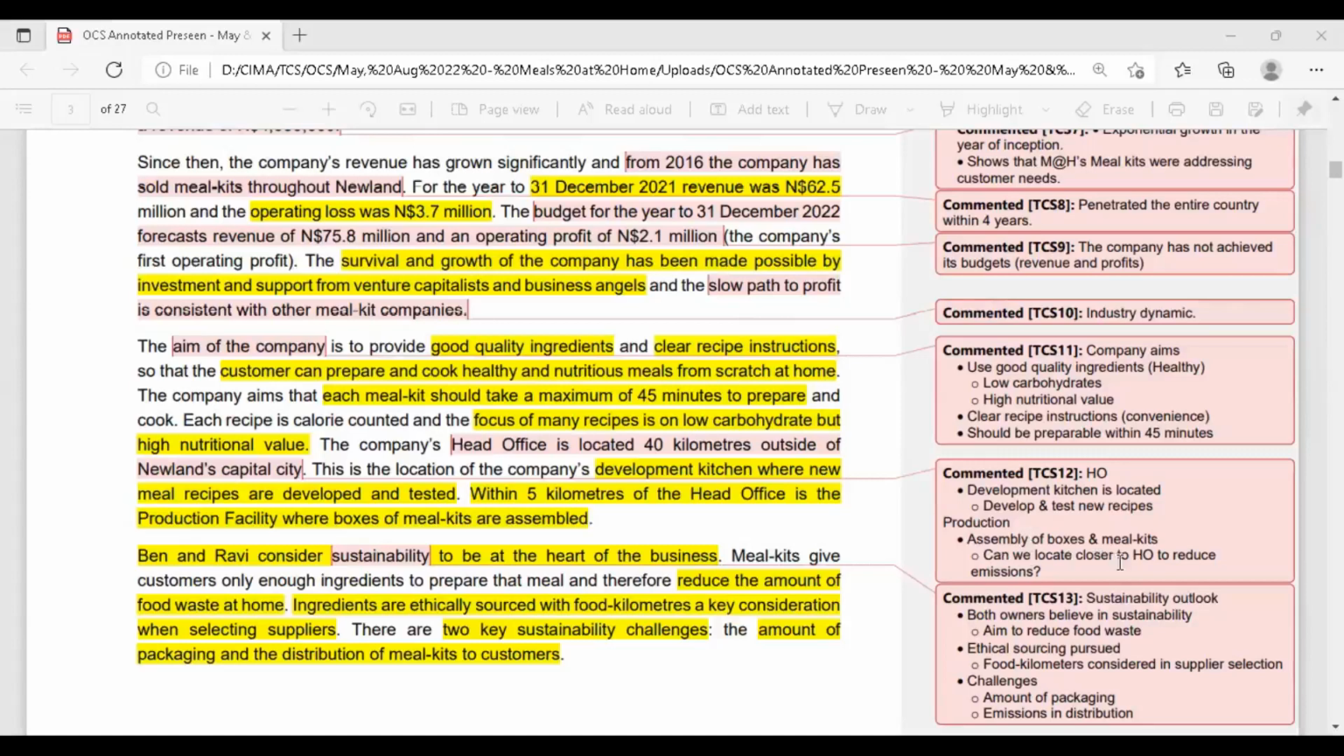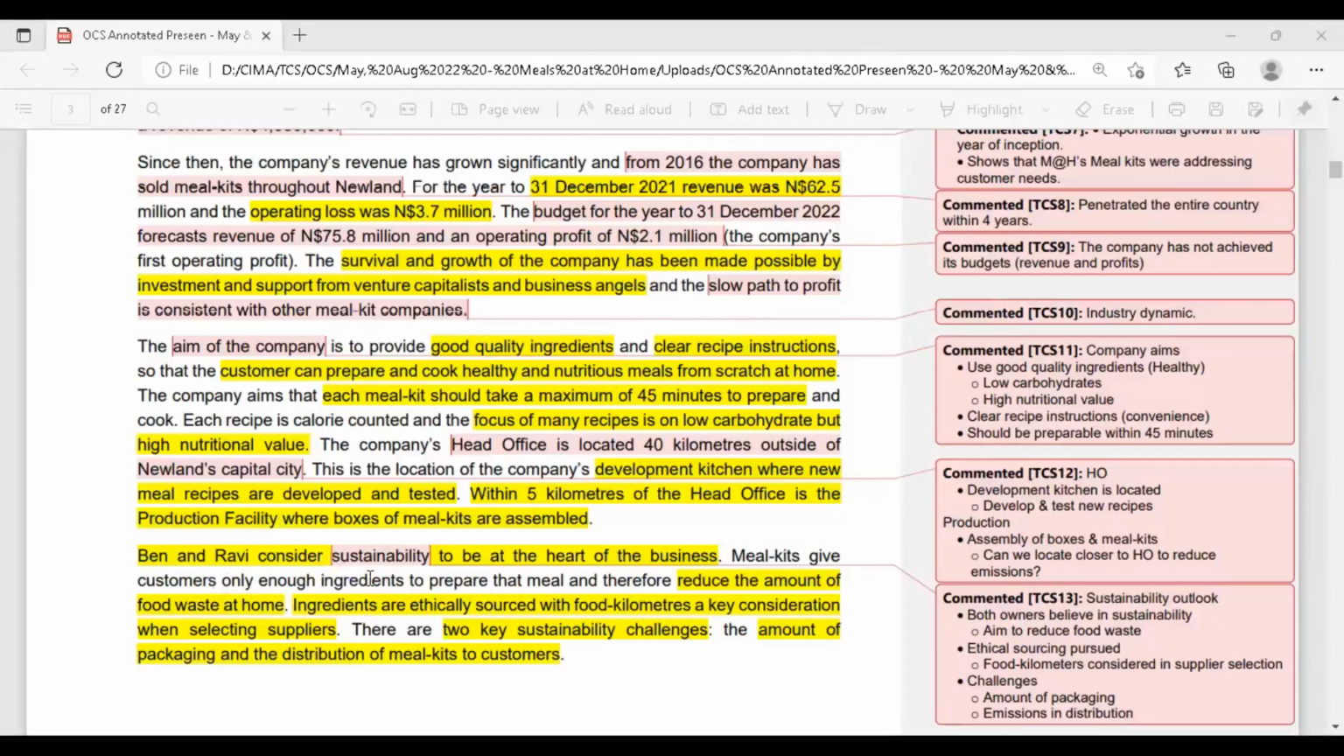When it comes to assembly of boxes and meal kits, it happens in a separate location which is 5 kilometers away from our head office. So in order to reduce our emissions, maybe we can locate our production plant closer to the head office, or the head office closer to the production plant.